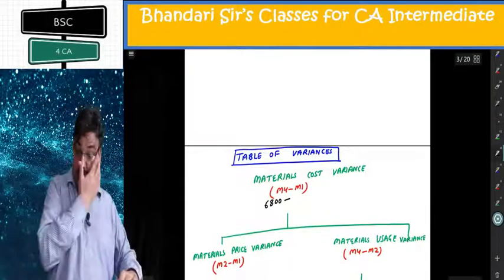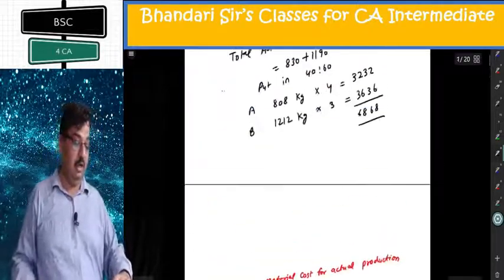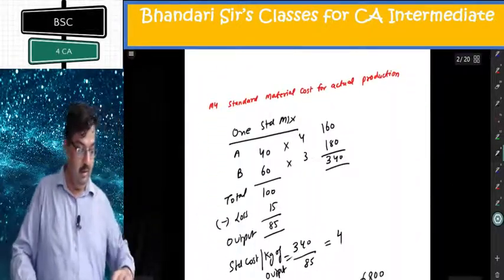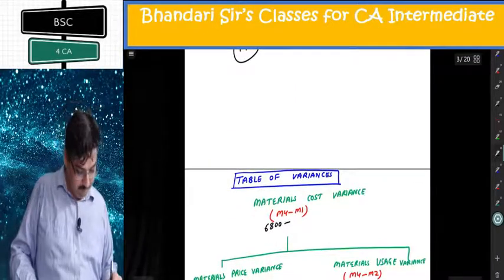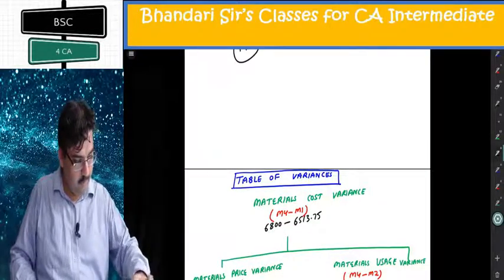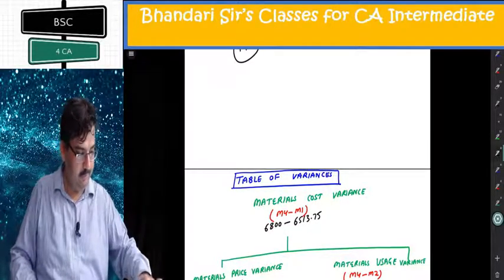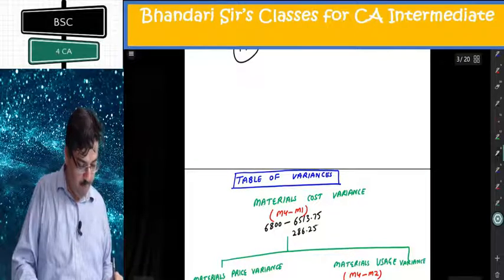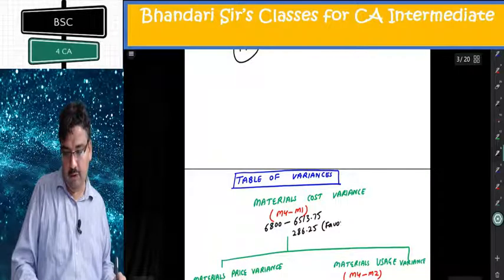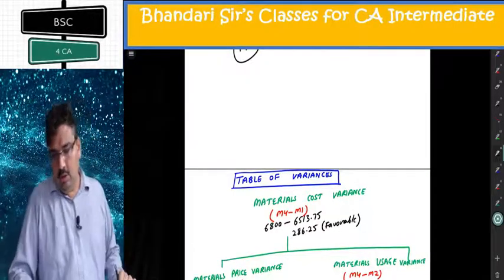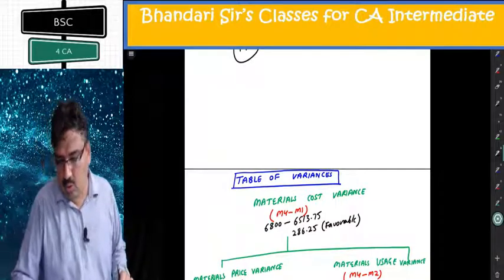6800 minus M1. M1 can never be on purchase here in the table. In the table it is on consumption only. 6513.75. 286.25 favorable. This is cost variance.